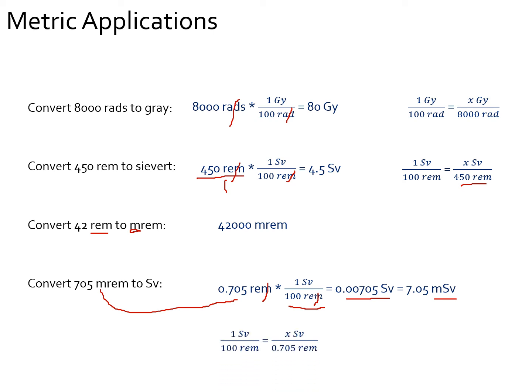And here I also set it up using a proportion. 1 sievert is 100 rem is X sievert over 0.705 rem. Note, I need them both to be rems.